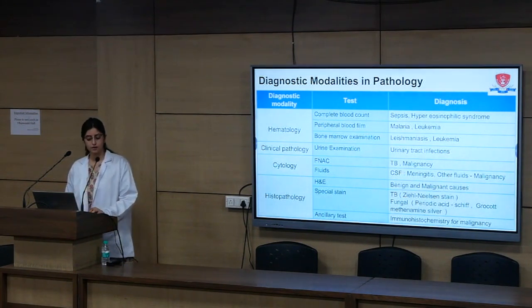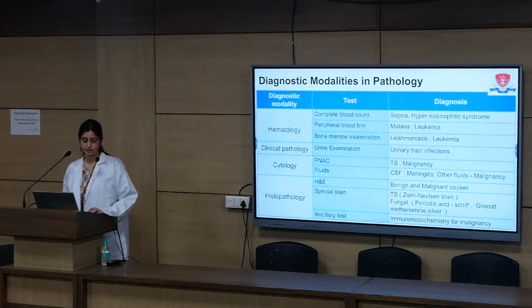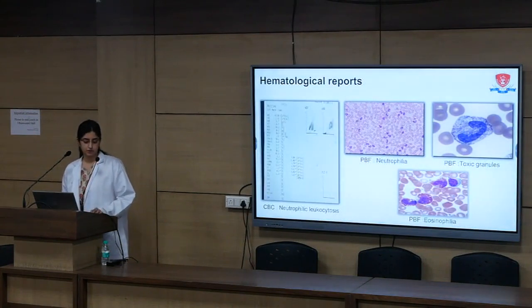On H&E, all the benign and malignant causes of fever can be diagnosed. On special stains, such as for TB we have Zn stain, and for fungal causes we have PAS or GMS stain. The last is ancillary test, in which IHC is used to rule out all the malignant causes of fever. Here are some hematological reports.